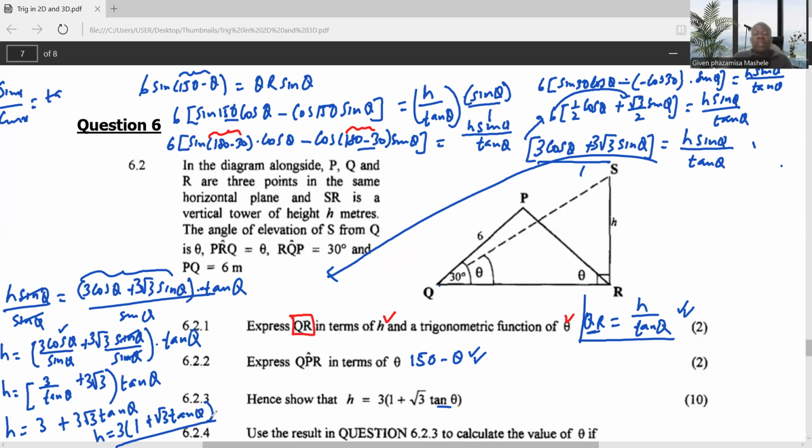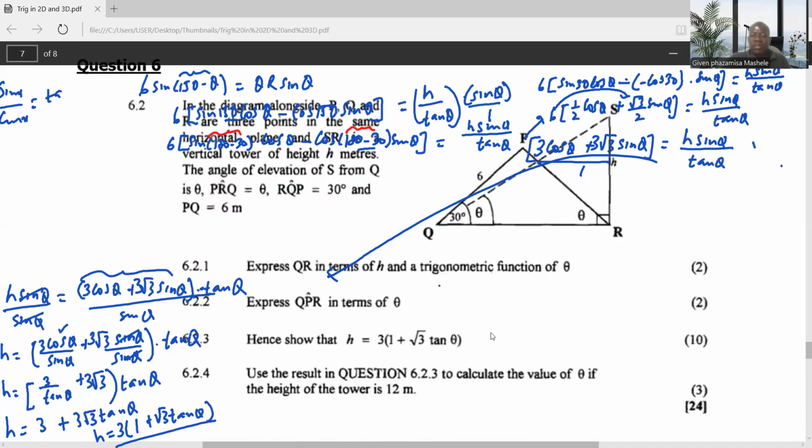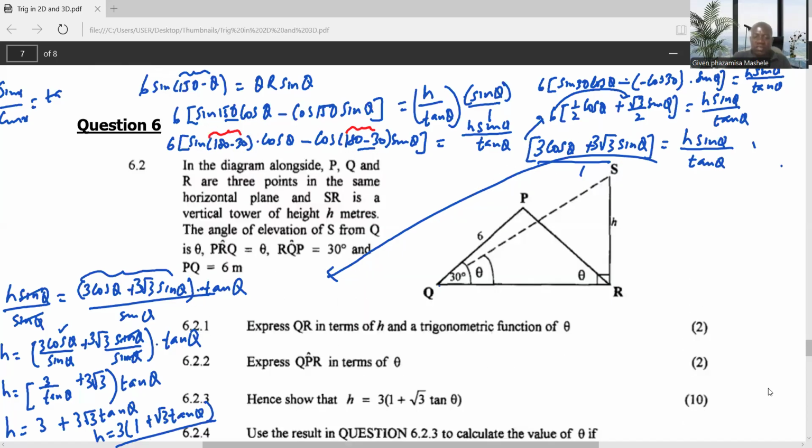I believe you guys are following. If you don't understand, kindly reach out to me. Then the last question says, use the result in question 6.2.3 to calculate the value of theta if the height is 12 meters. So they want us to use this expression when we know that the height is 12.